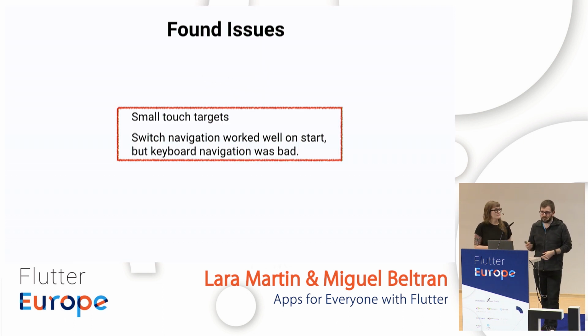To summarize, the issues that we found when checking accessibility for motor disability were small touch targets, and also that the keyboard navigation was not so good, but instead the switch navigation was the right way to do this, and we found that it was working well by default with Flutter.